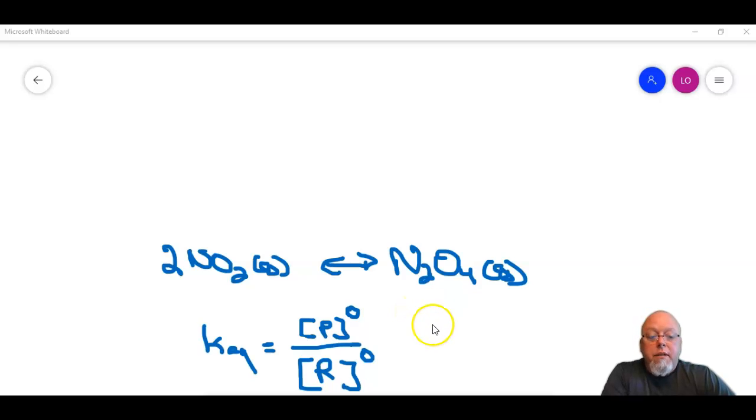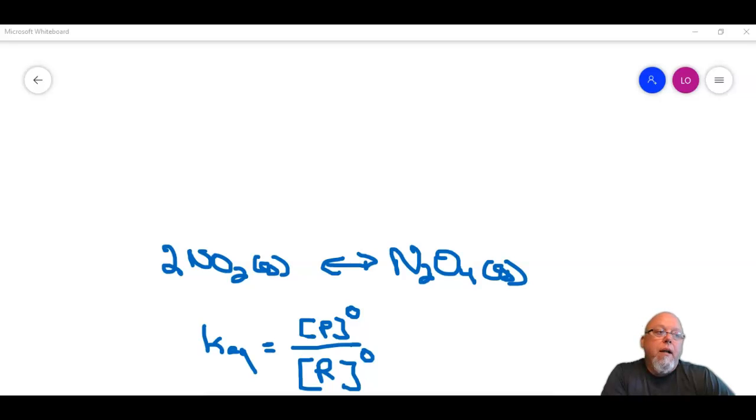These reactions could take seconds or they could take years to reach equilibrium. But once it's reached, the forward and reverse rates of reaction are equal. So if we look, it's just quick notes. At equilibrium, the forward and reverse rates are equal.